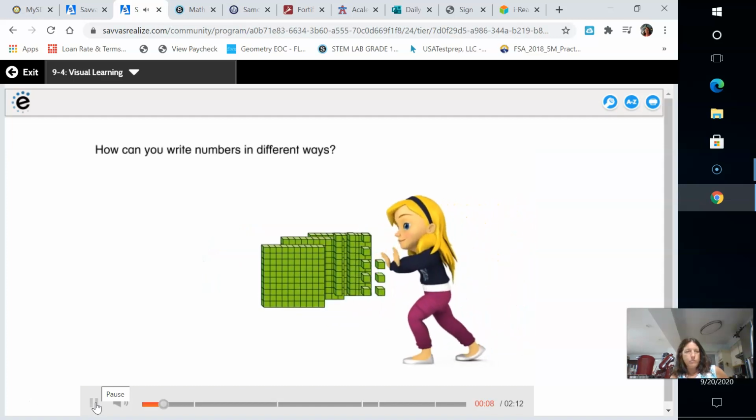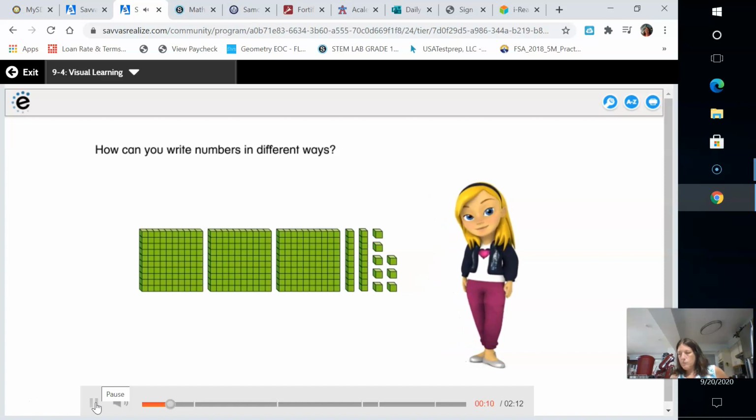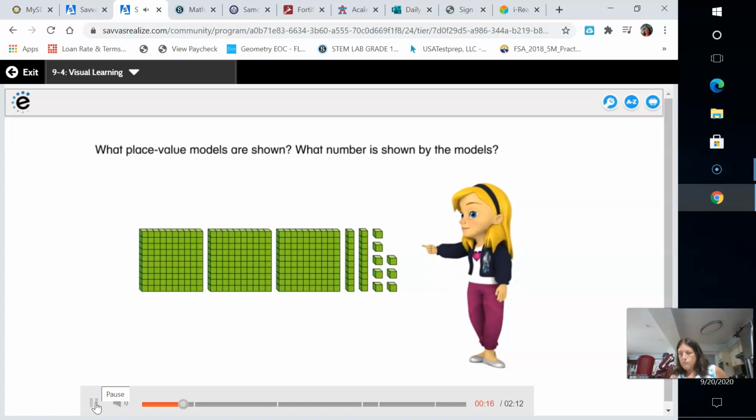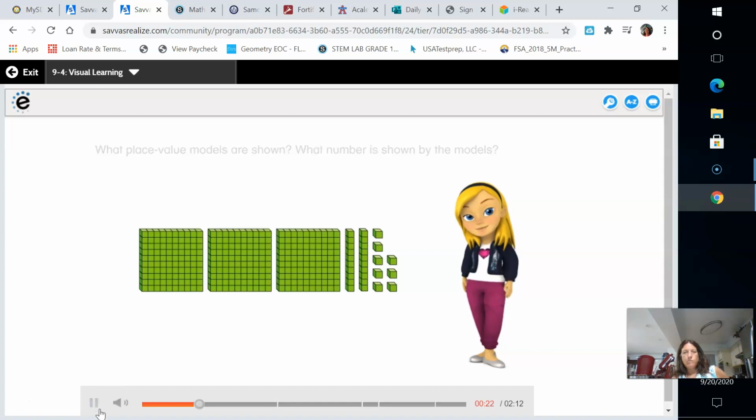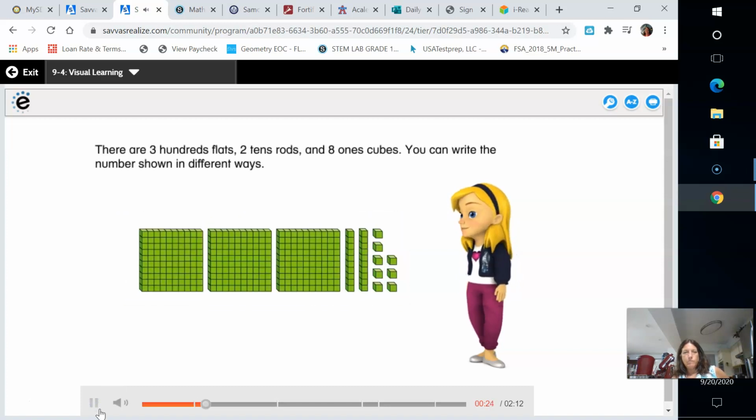How can you write numbers in different ways? Let's find out. What place value models are shown? What number is shown by the models? There are 3 hundreds flats, 2 tens rods, and 8 ones cubes. You can write the number shown in different ways.